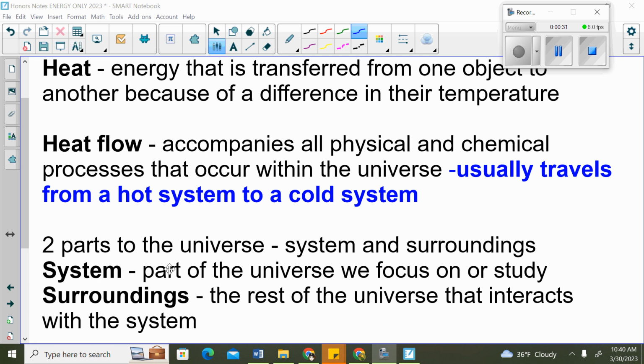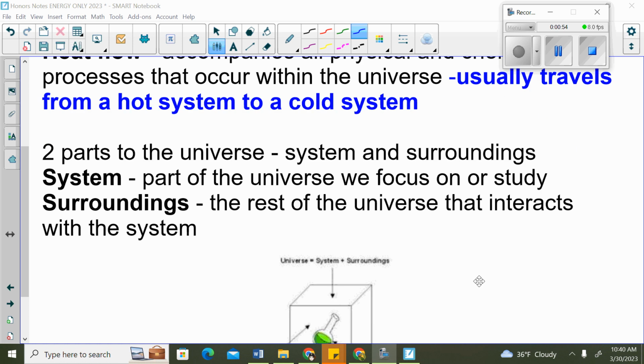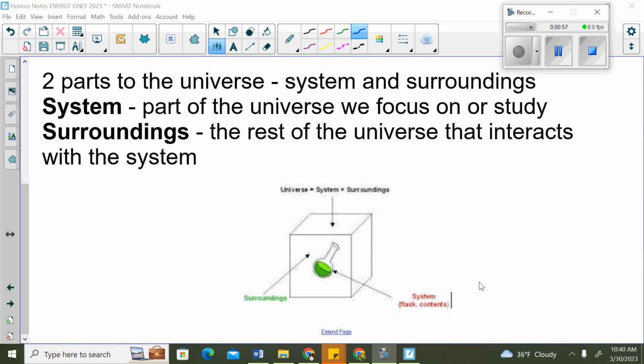I just want to make sure you are comfortable with some of this terminology. So we have two parts to the universe in chemistry. This is not the overall universe, right? We're not studying the solar system, anything like that. But our universe in chemistry involves what's called a system, which is the part of the universe that we focus on or study, like an experiment, and the surroundings. The rest of the universe that interacts with that system.